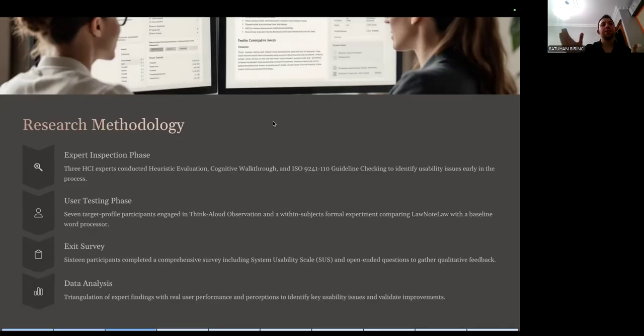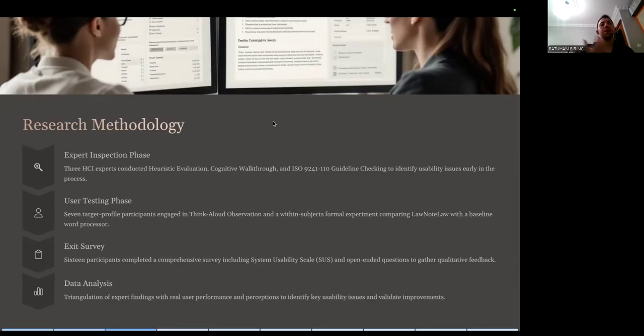Third, we asked 16 people to complete a survey. This survey included the System Usability Scale, or SUS. It's a short form of questions about how easy the tool is to use. And we also asked open-ended questions, like what was difficult. This helped us to understand their thoughts in more detail.